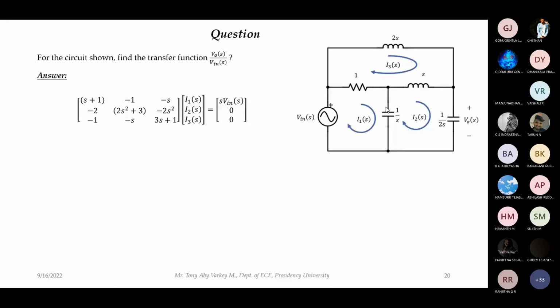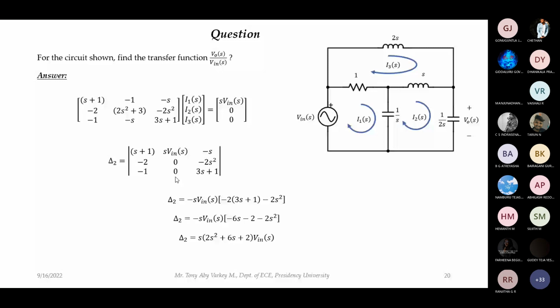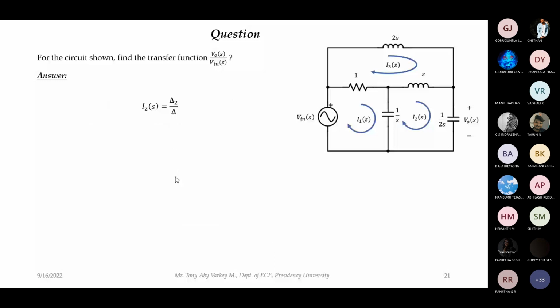Yes, sir. So for this particular case, you have to find out I2, which means that delta 2 I am going to find. So to find delta 2, what will I do? I will replace the second column with the output matrix. Clear. And then find the determinant. Okay, so this is the determinant. I am simplifying it. Okay, so this is the determinant. So once I know delta 2, I can find out what is I2. I2 of s is delta 2 by delta, and substituting the values, you will get like this.